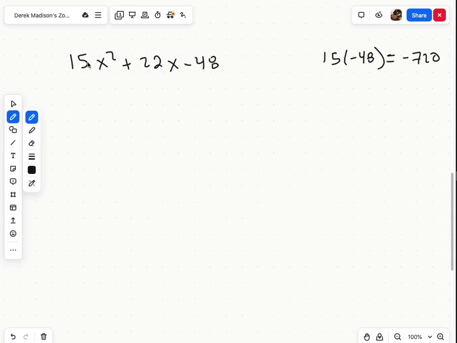Hey, in this video we're still looking at trinomials where the leading coefficient isn't 1, but this time we're going to look at a version when the numbers are really, really hard to work with. If you remember from the last video, the first step is a times c, so 15 times negative 48, and that gets us negative 720, which is a gigantic number.